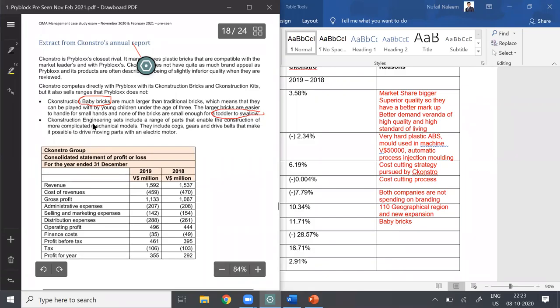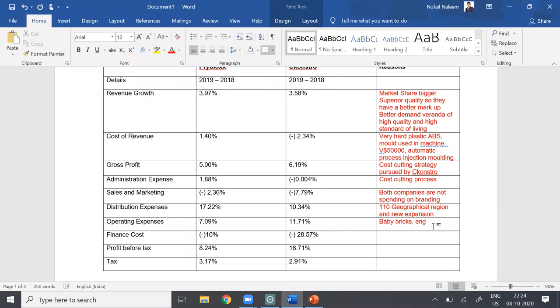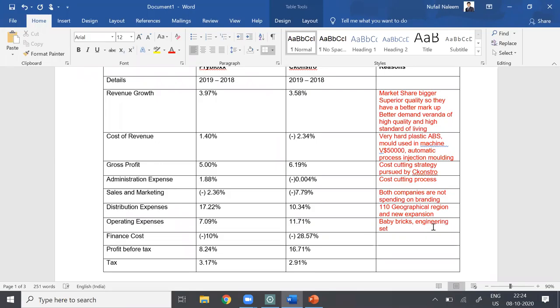And construction engineering sets include a range of parts enabled for construction of complicated mechanical models. They include cogs, gears, and drive belts that make it possible to move with an electric motor. Now I am asking you, students, do we have an engineering set? No, right? So can we write down they have an engineering set also? So students, can there be potential that we may exploit this baby brick and engineering set? Yes or no? Yes.